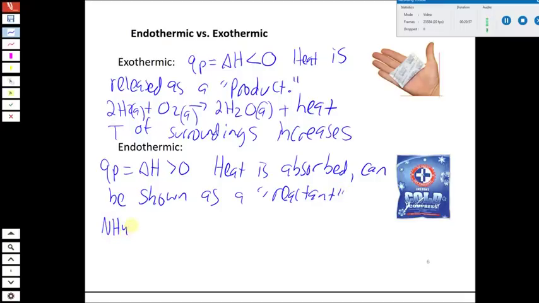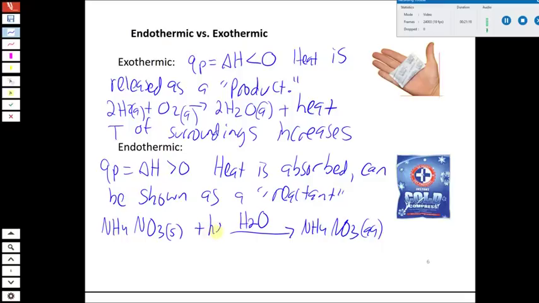ammonium nitrate as a solid, a solid ionic compound, and we add it to water to make aqueous ammonium nitrate, this ends up requiring us to absorb a bunch of heat. So the process of dissolving ammonium nitrate ends up absorbing heat from the surroundings, and so we can think of heat as being a reactant or as a participant in the reaction that we have to add into it to get this to happen. So these, I don't know if they use ammonium nitrate, but it's some similar process.